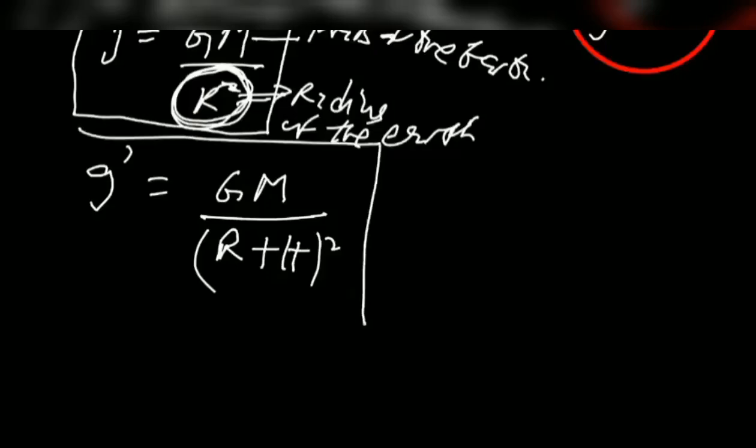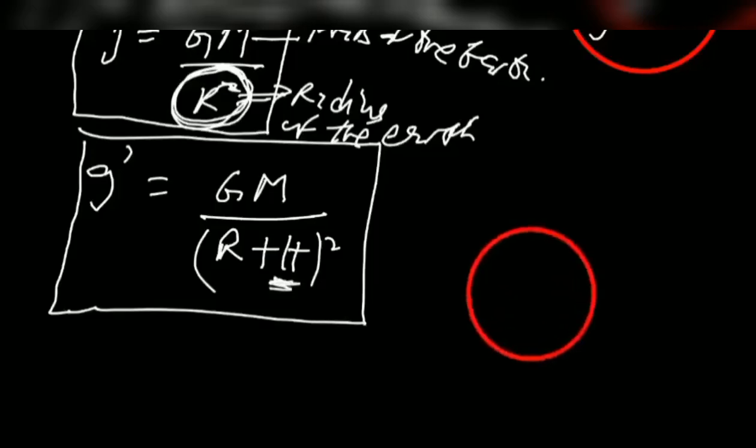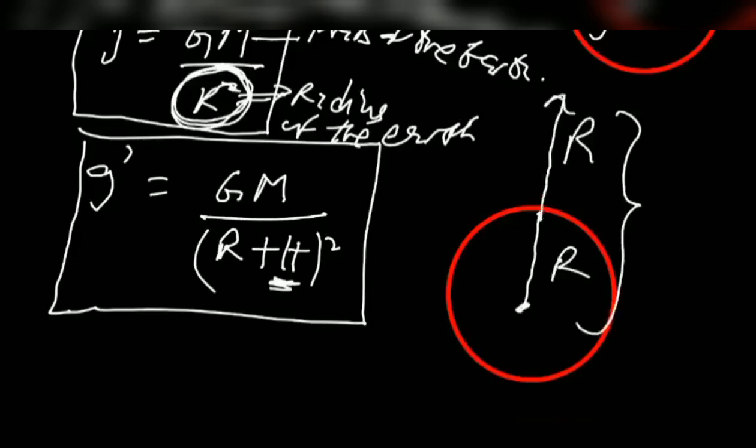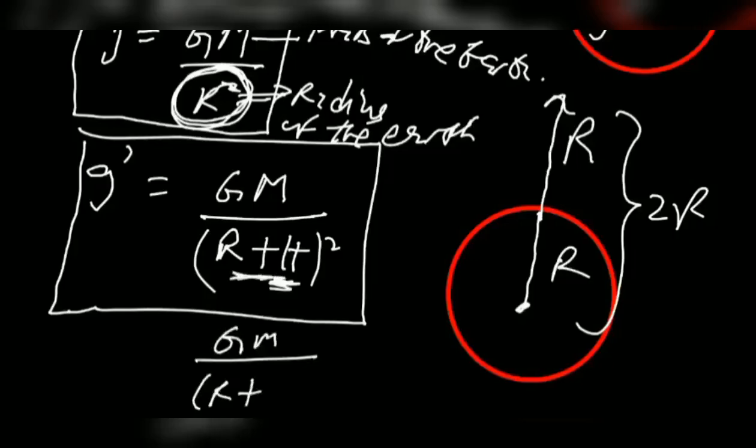So this is the acceleration due to gravity at a point above the earth's surface. Let me take for instance that this is the earth again, and the radius of the earth is R. If the object is at a distance R away from the earth, what will be the total distance to the center of the earth? It will be R plus R, which is 2R. So your formula here will be GM all over R plus h, and h will now be 2R, then square. So that is it.